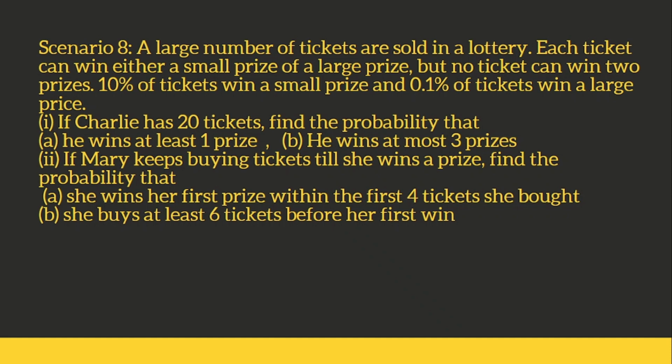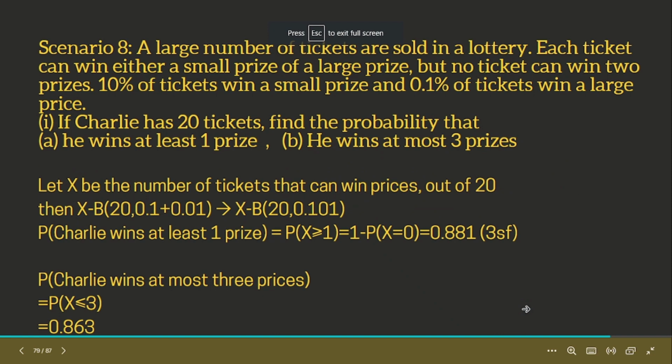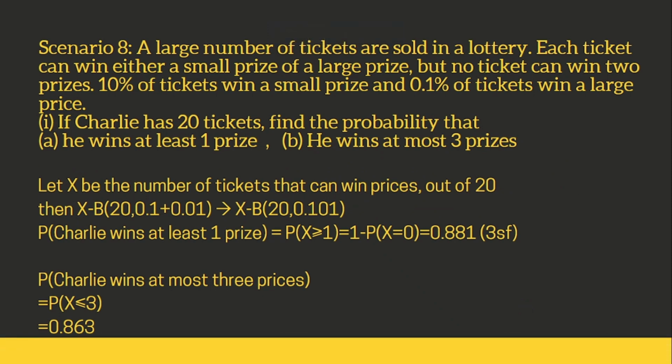And if Mary keeps buying tickets until she wins a prize, find the probability that she wins her first prize within the first 4 tickets she bought, or that she buys at least 6 tickets before her first win. So what we're going to do with the first part is create a binomial random variable. We let x be the number of tickets that can win prizes out of 20. So in this case, our sample size n is going to be 20. Then our probability of success, or in other words winning prizes, is 0.1 plus 0.01.